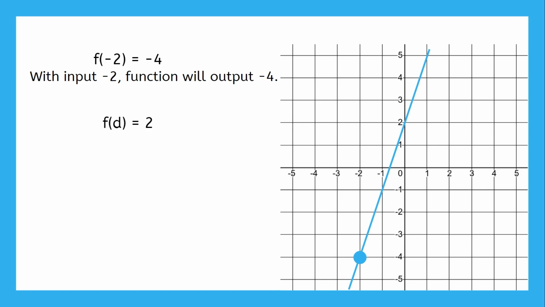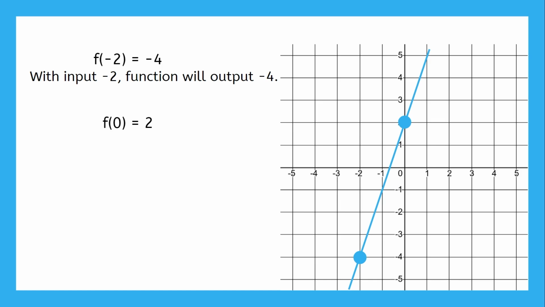Let's try another one. For what input is the output 2? We can look at the graph and see that this point right here has an output value of 2. So what's the input value for that point? That input is 0. So if you input 0, the function will output a value of 2.